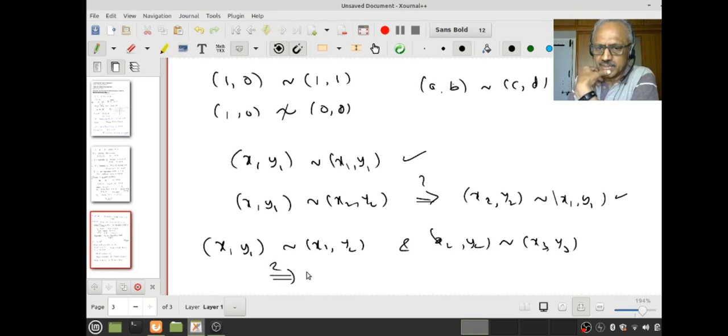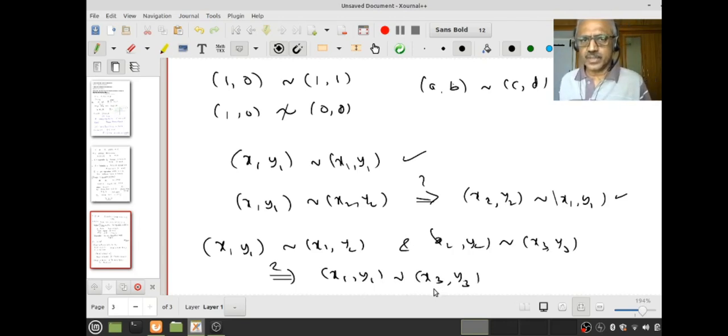I want to know whether (x1, y1) is related to (x3, y3). To show these two are related, what should I do? I have to make sure x1 equals x3, right? How do I do that?